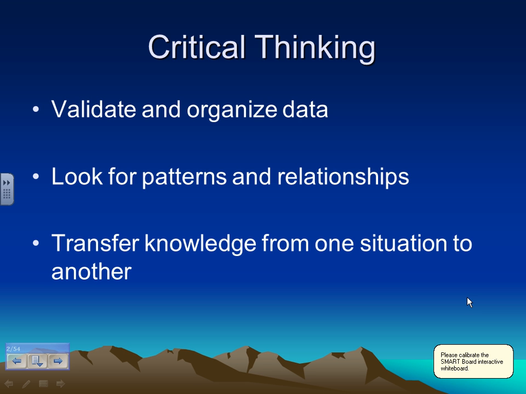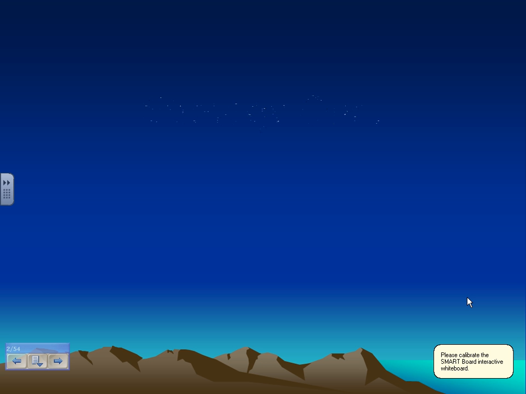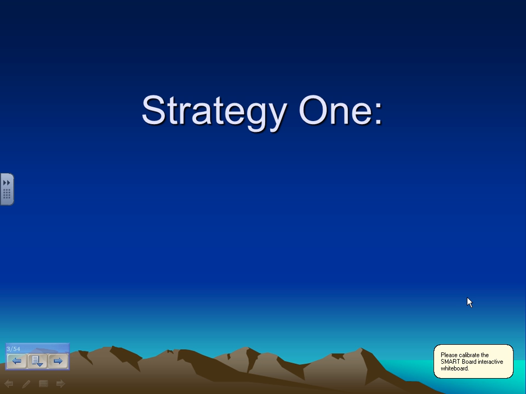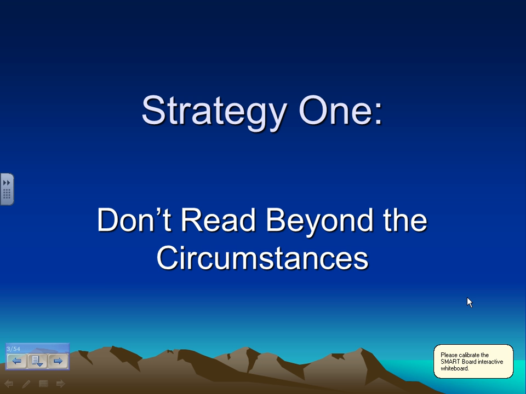And if you don't have that core knowledge to know what the normal ABGs are, what the normal electrolytes are, and a lot of different things that go into that core knowledge, you're not going to be able to apply that to answer your question, and maybe you get transferred down to a different path from where you were supposed to go. So your first strategy is: don't read beyond the circumstances.